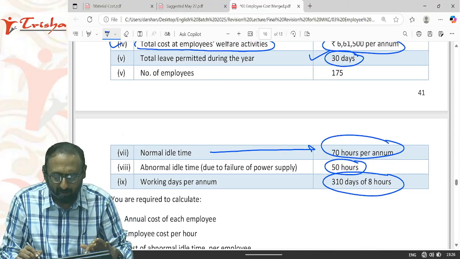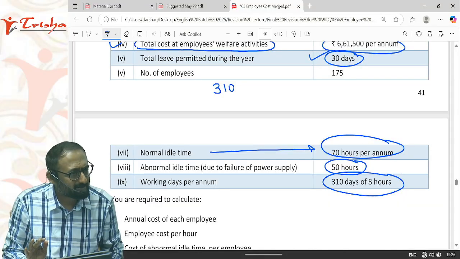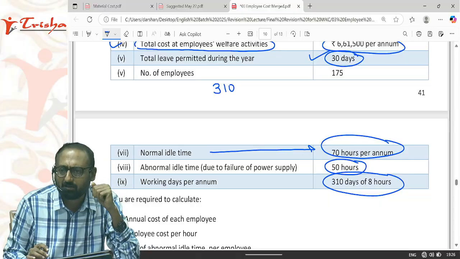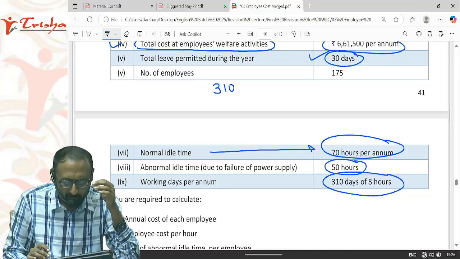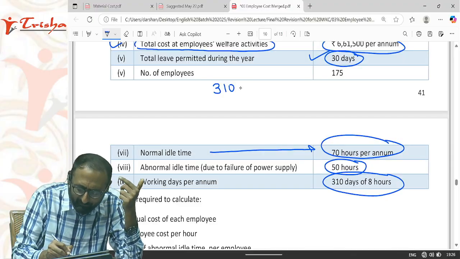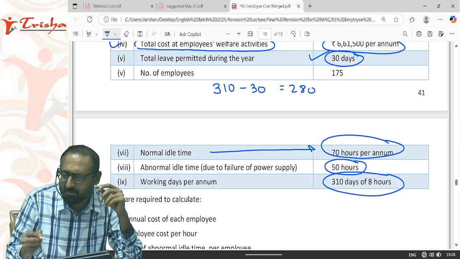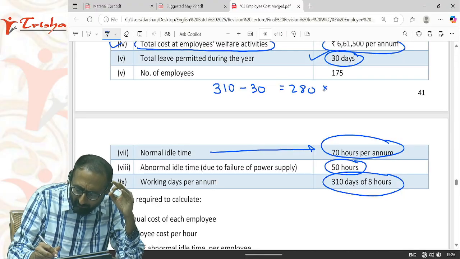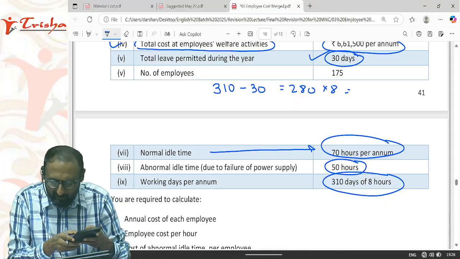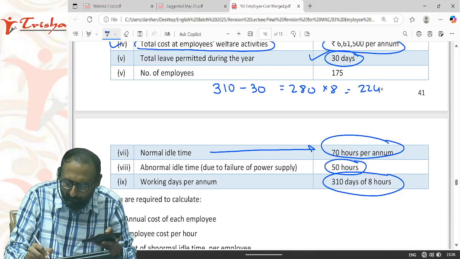Sir, how to calculate effective hours? Please concentrate. There are 310 working days, but the worker will not be present for 310 days. Holiday is there, leave permitted with pay is there. Please check how many days leave is permitted. Is it a 30-day leave? So the worker will be present in the factory for 280 days only. Correct? So 280 days multiplied by 8 hours. This will be your gross hours. Per day you are working for 8 hours. So 280 multiplied by 8, gross hours will be 2240.